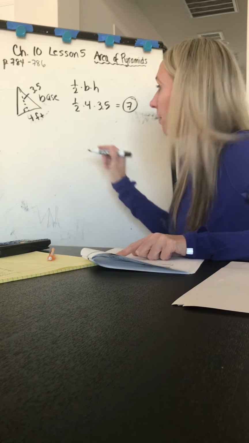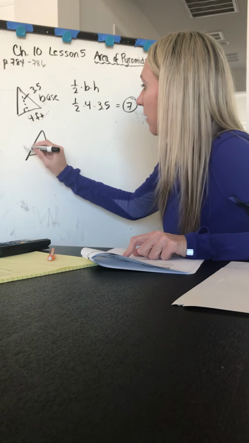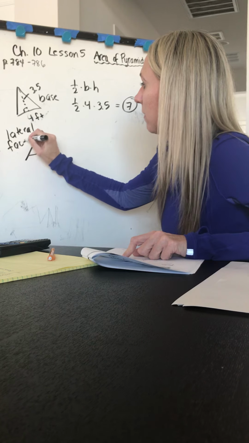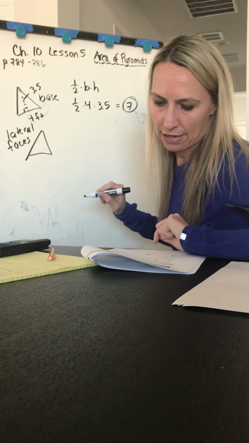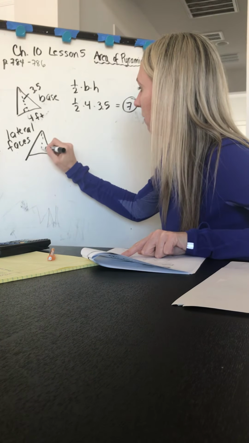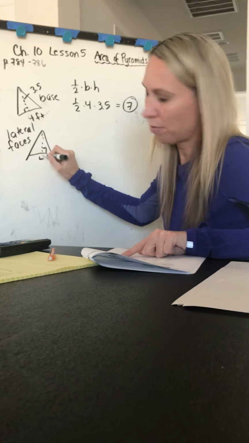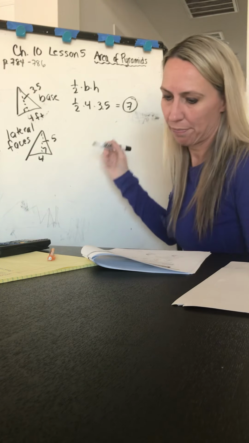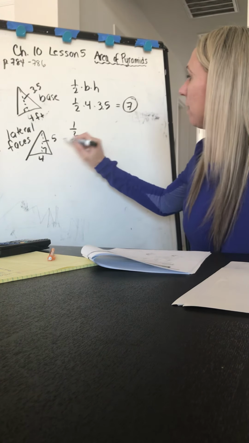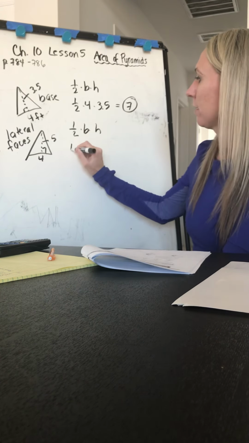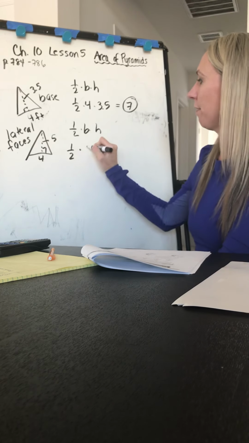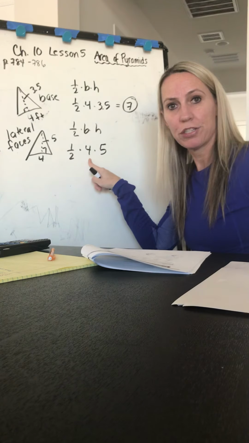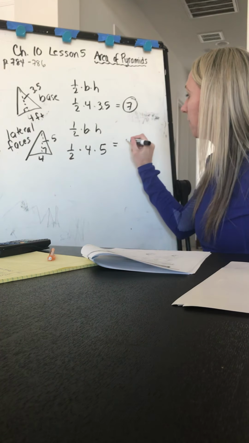Now we're going to do the lateral faces. These are the lateral faces, and it looks like this. And this is 4, but this is 5. So we're going to do the area of a triangle, which is 1/2 base times height. So we have 1/2. The base is 4, and the height is 5. So we take half of 4, which is 2, and 2 times 5 is 10.